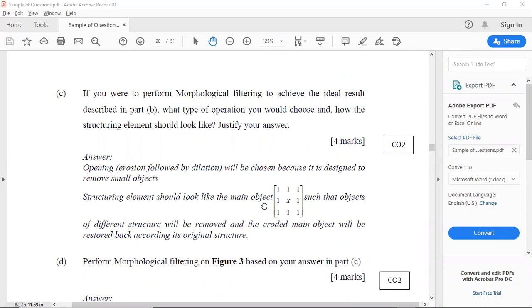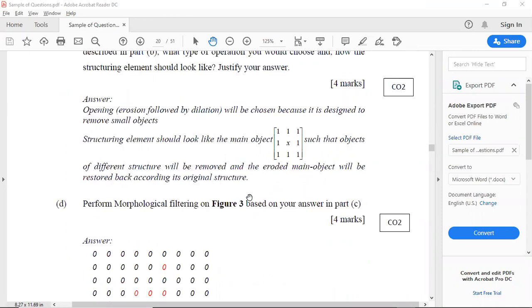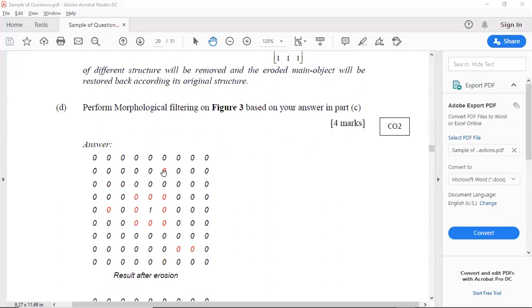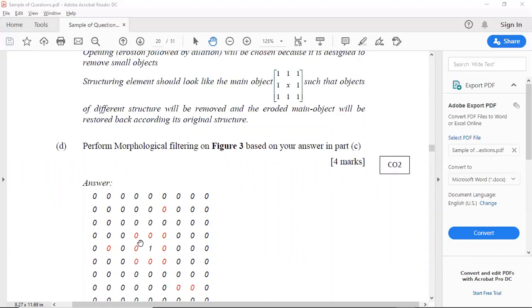structuring element like this. Okay, so if you perform that, then you'll find that all these will be eroded because they are not fully surrounded by one, like our structuring element, except the middle pixels of the main object, because it is fully surrounded by one.